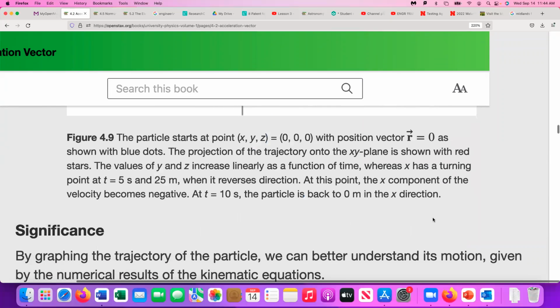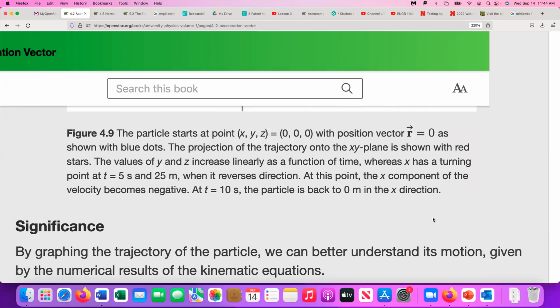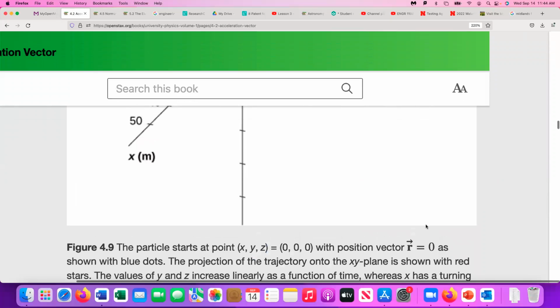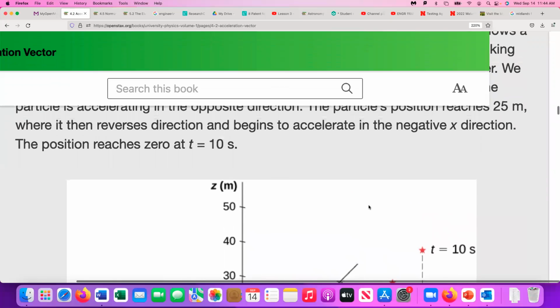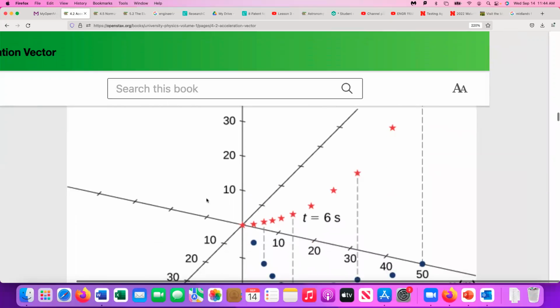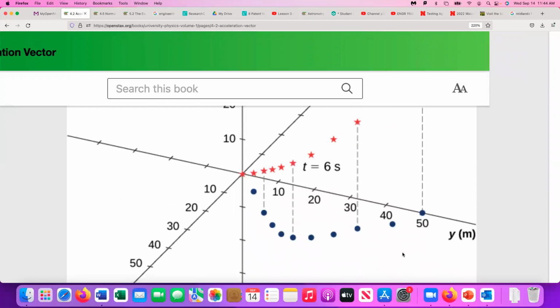And then they're saying the projection of the trajectory onto the XY plane is shown with red stars. So what they've done here is they're showing you the shadow of the path in the XY plane. The X is coming out of the page and Y is kind of to the right-ish, right? So that's kind of like the tabletop, if this was a tabletop. What they're showing us here with the stars is the shadow of our particle on the table below. Now that is not immediately apparent, but that's what they're trying to show.